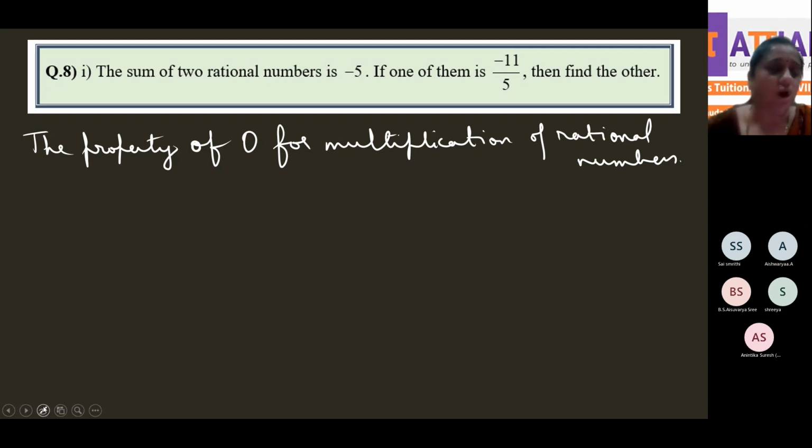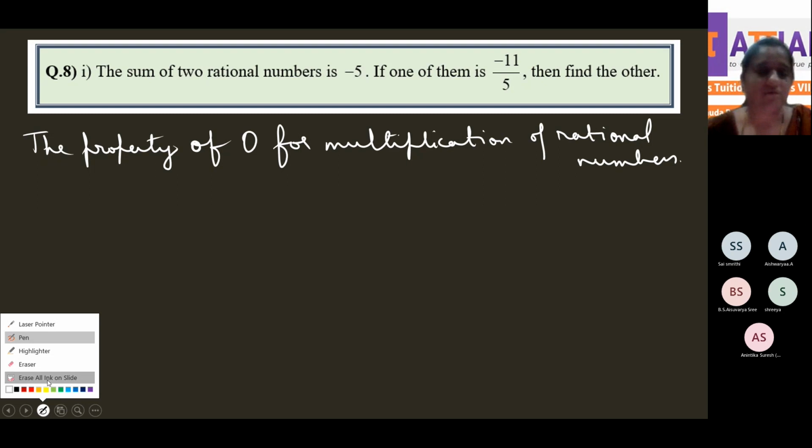Ma'am, I'm having a doubt. Should we also mention rational numbers in distributive property? Yeah, you can mention. It's okay if you don't mention also, but these things should be there: distributive property of multiplication over addition. These must be there. For rational numbers, you can include. Yes, ma'am. Very good.